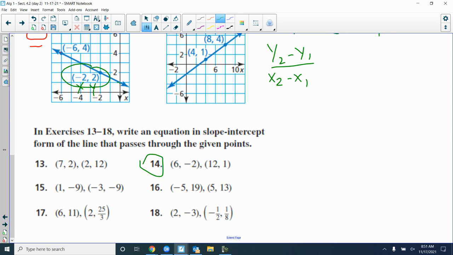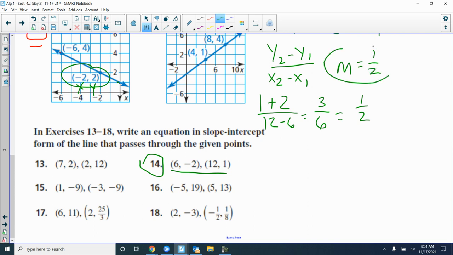All right, we're working on this one. Set up the slope. Let's get the slope. How do I do it? You show me your work. Okay, 1 minus negative 2. 1 minus a negative 2 turns to 1 plus 2, right? Yeah. All right, and then we got to do what? 12 minus 6. There you go. Keep going. It'd be 3 on the top, and then 6 on the bottom. What's that reduced to? 1/2. Okay, guys, here's my slope.